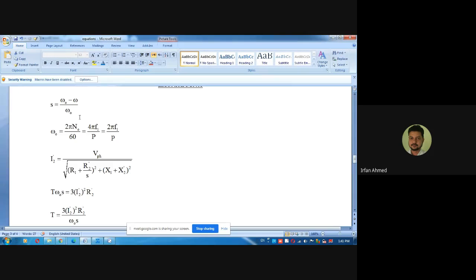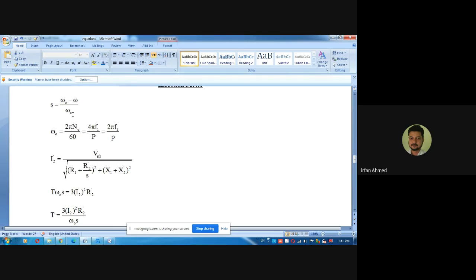Okay, this is the equation for slip. The slip S is given by the synchronous speed omega 0 minus the actual speed, that is omega, again divided by the synchronous speed omega 0. The synchronous speed omega 0 is given by 2 pi n0 by 60. You might have used ns earlier. In this book we use n0. Okay, so I'll be following n0. So the synchronous speed omega 0 is given by 2 pi n0 by 60.